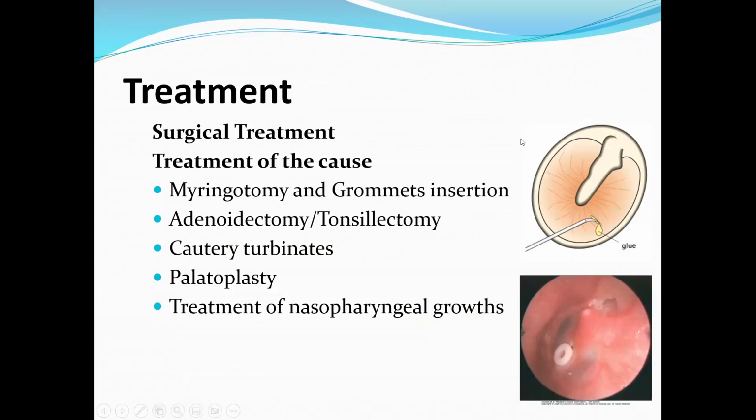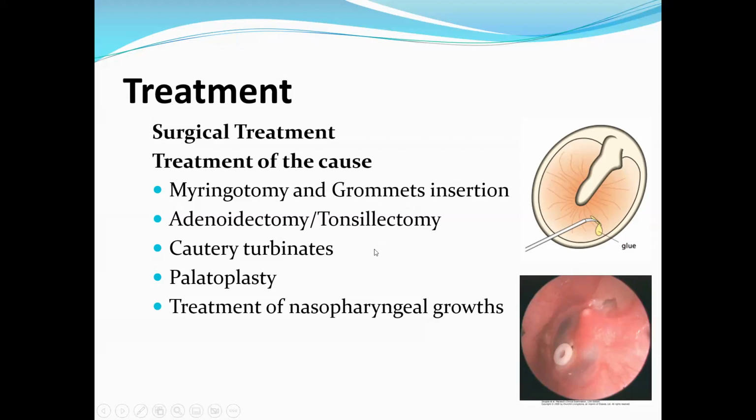Now, if there is no improvement, because hearing loss is creating problems in child behavior and in the child's learning process, we will think of surgical treatment. We make an incision in the tympanic membrane that is called myringotomy. Tenacious secretions are sucked out and we put a ventilation tube that is called a grommet inside the tympanic membrane.